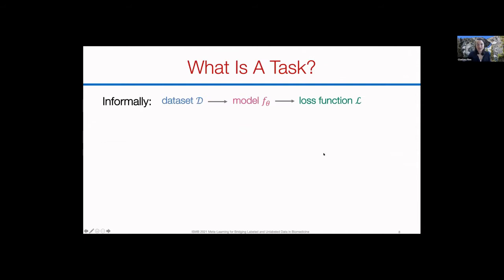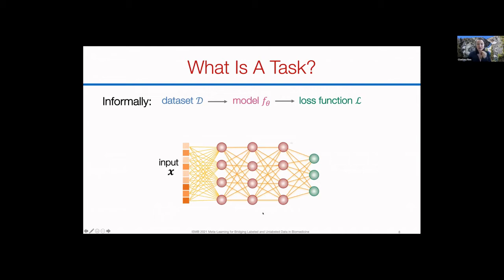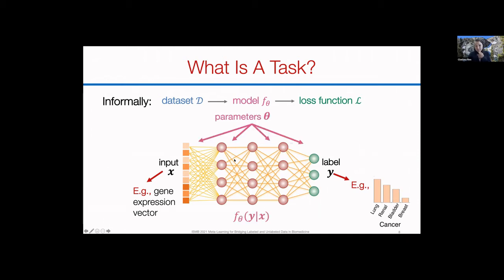Now, what do I mean when I say that we're trying to generalize to a new task from previous tasks? Informally, a task is essentially taking a data set and using that to learn a model using some loss function. So in particular, we have this neural network, we have an input X, and this could be something like a gene expression vector, an image, or something else. And we want to be able to predict the corresponding label, and these labels could be things like different conditions and so forth. This neural network here is the model, and it has parameters that we're going to denote as theta. Those are essentially just the weights of the neural network.